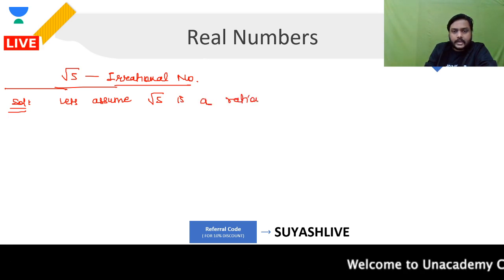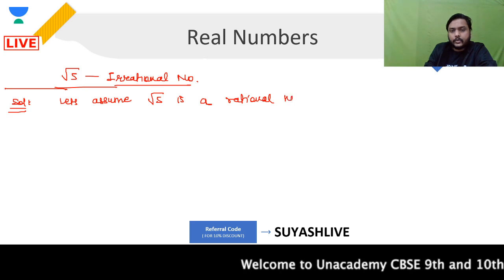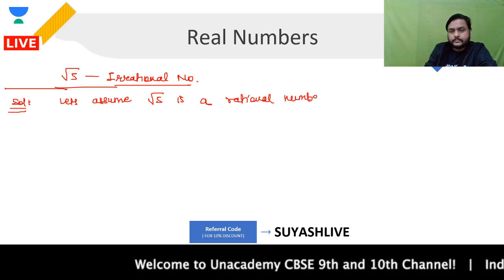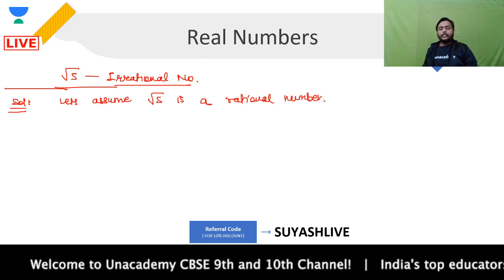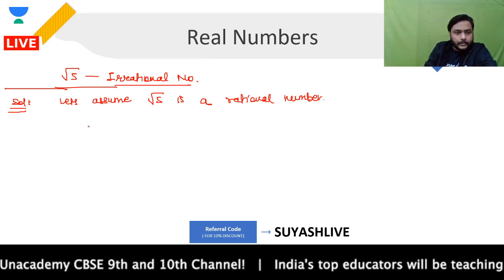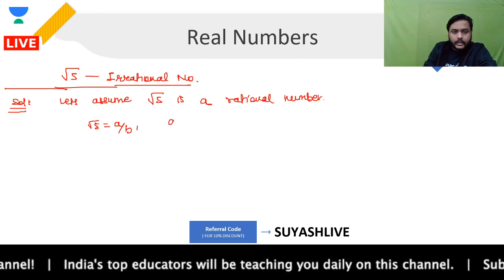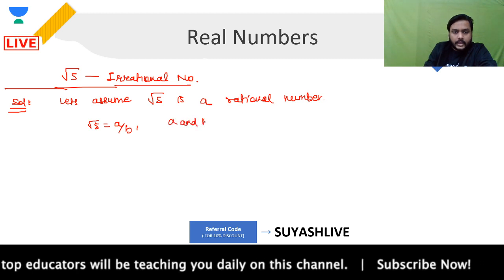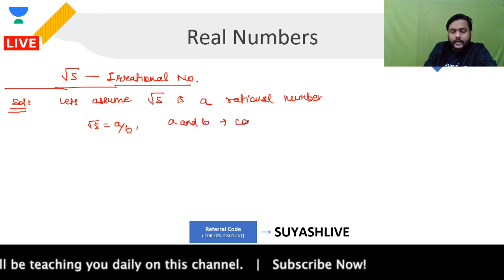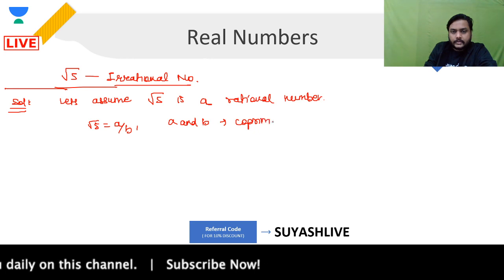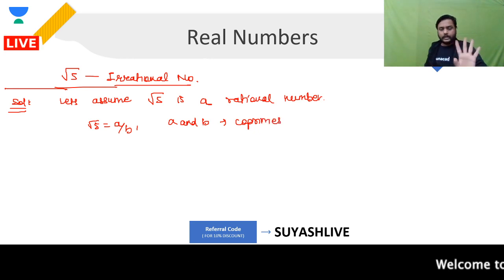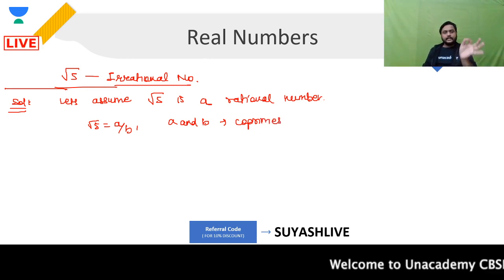सबसे पहले मैंने क्या मान लिया? सबसे पहले मैंने मान लिया कि ठीक है, root 5 मेरा rational number. Now, when root 5 is a rational number, it could be represented in the form of root 5 is equal to a upon b, where a and b are co-prime numbers. Everyone agrees with me? ठीक है? Everyone clear? ऐसे ही करना है आपको. This is the correct way of doing it.